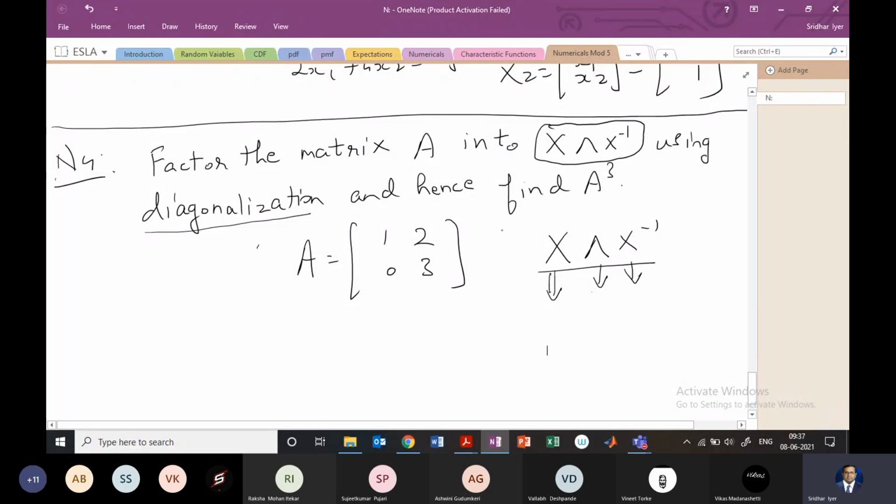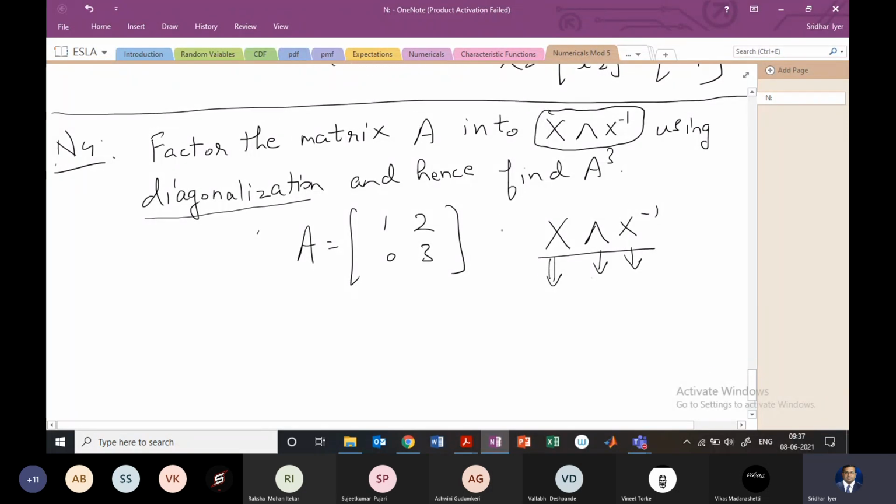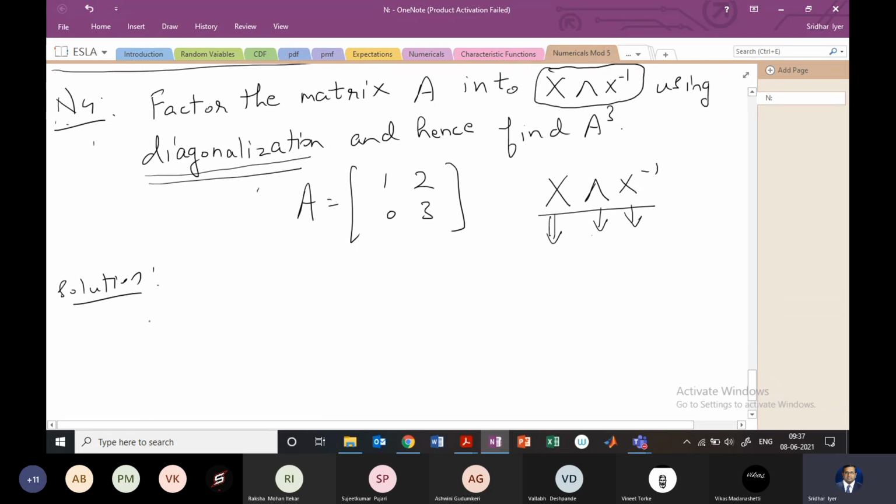Okay, let's find out. We'll solve first. What we need to do is diagonalization, and hence find A cube. That we'll do later, so this part we can ignore for now. We need to factor the matrix A into this x delta x inverse using diagonalization. We are aware how to do the diagonalization, so let's do that. We'll find out the notation as we proceed.